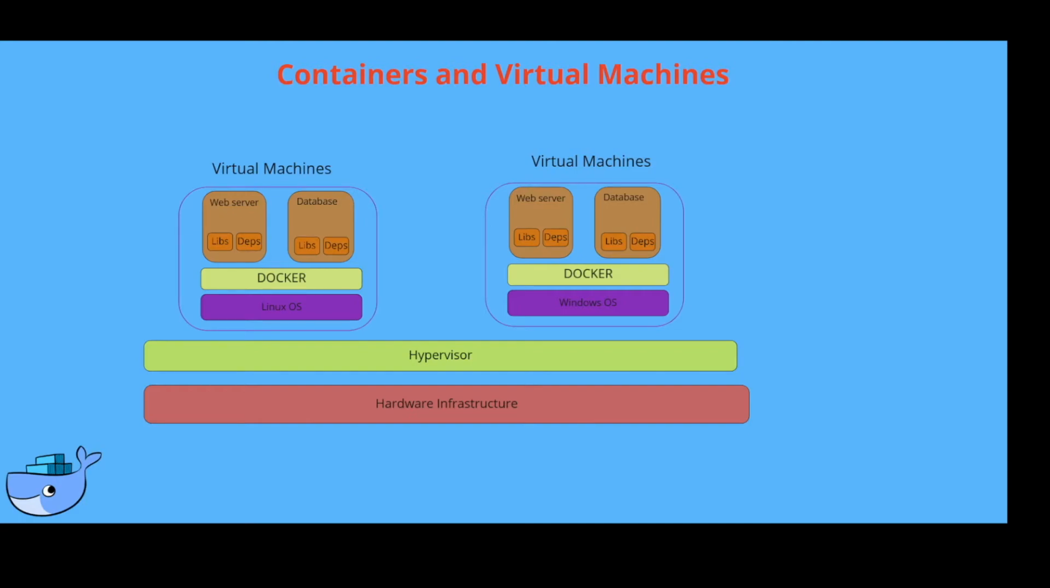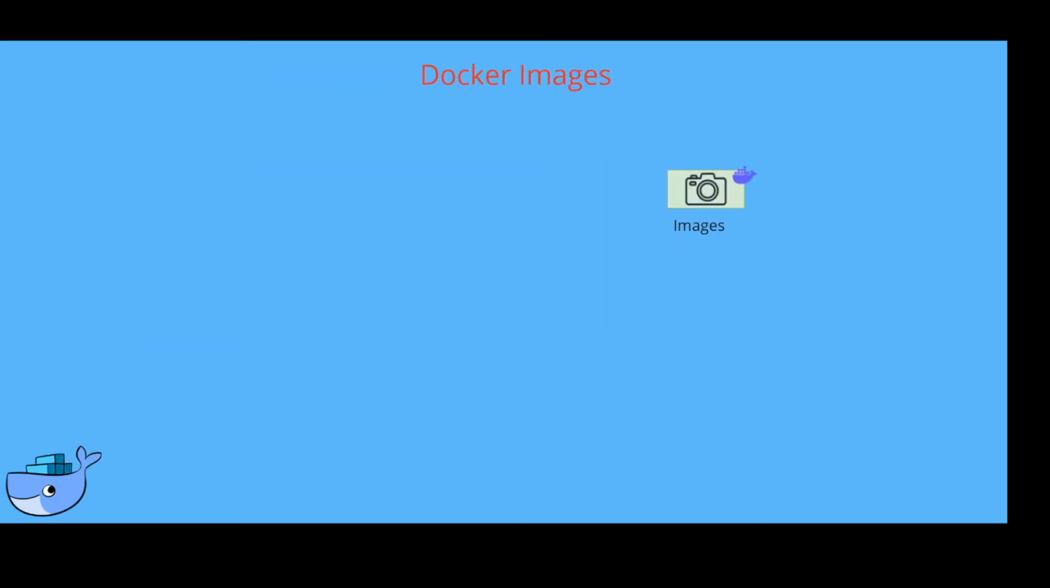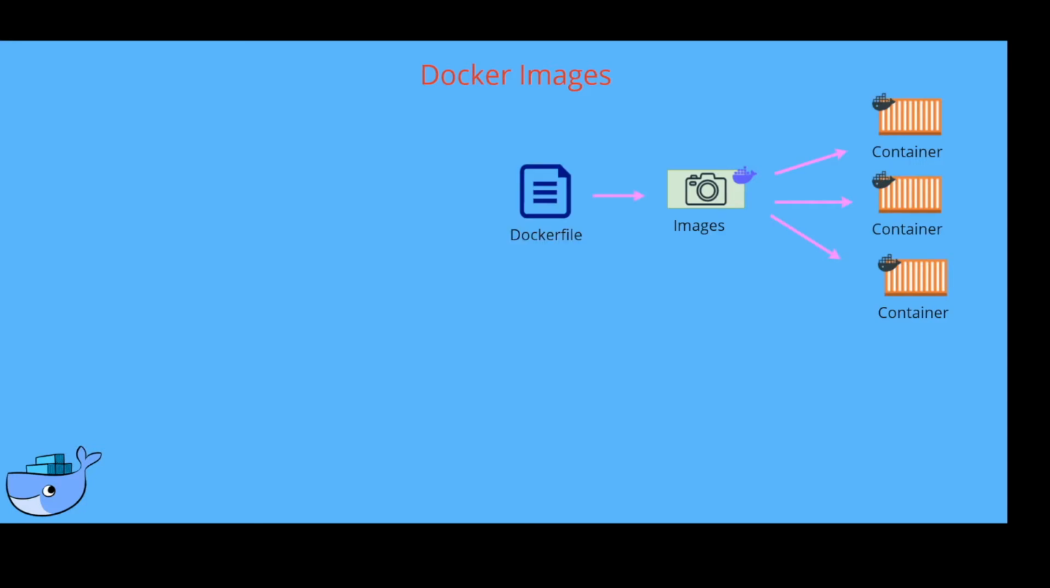Let's look at how we can create a container. Images are the core component of Docker containers. You can use an image to spin up multiple containers. Images are nothing but read-only templates. They are built from a text file with all the definitions about how you want your container to look. And containers are running instances of these images.